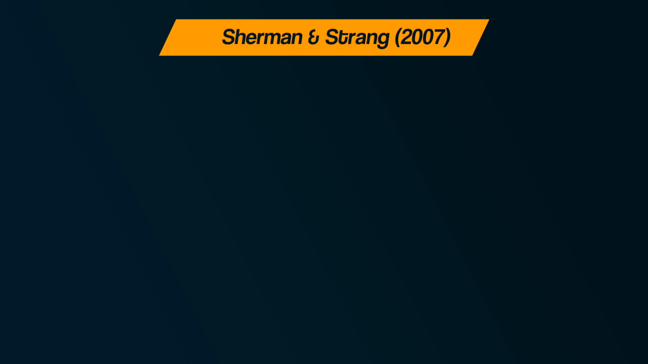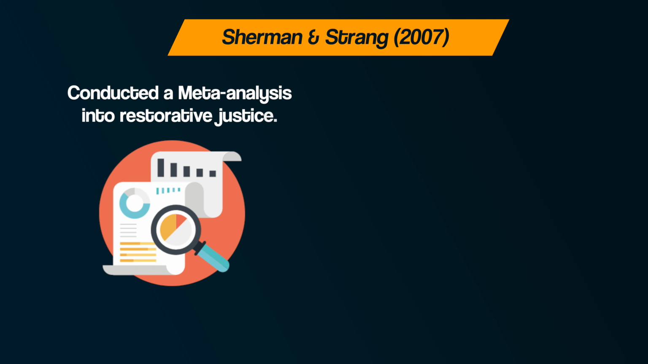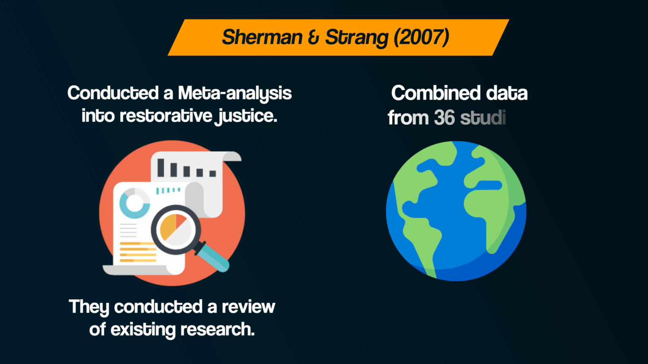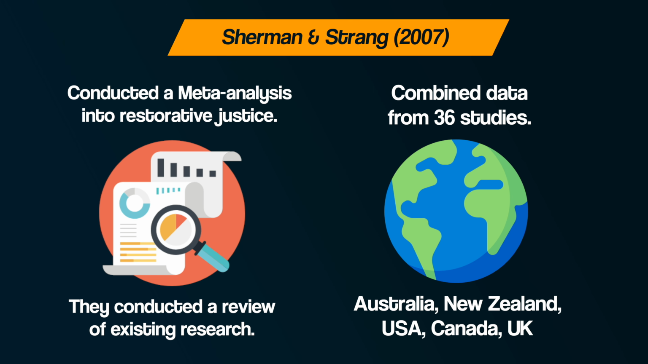Sherman and Strang in 2007 conducted a meta-analysis into restorative justice. This means they conducted a review of existing research into restorative justice. They combined data from 36 studies that evaluated the effectiveness of restorative justice programs. These studies were carried out in a variety of countries, providing a broad international perspective on restorative justice practices. What did their research find about restorative justice?